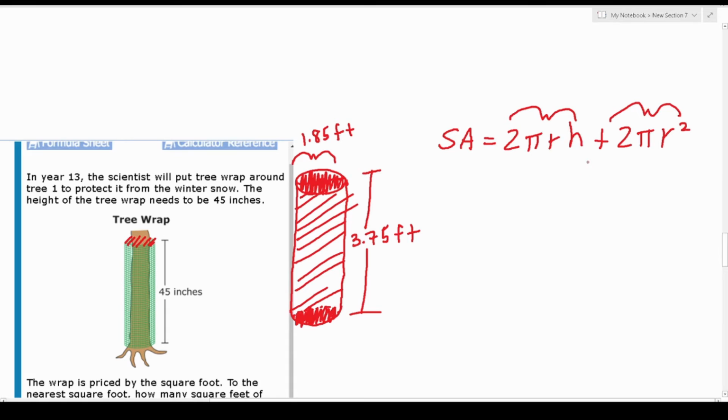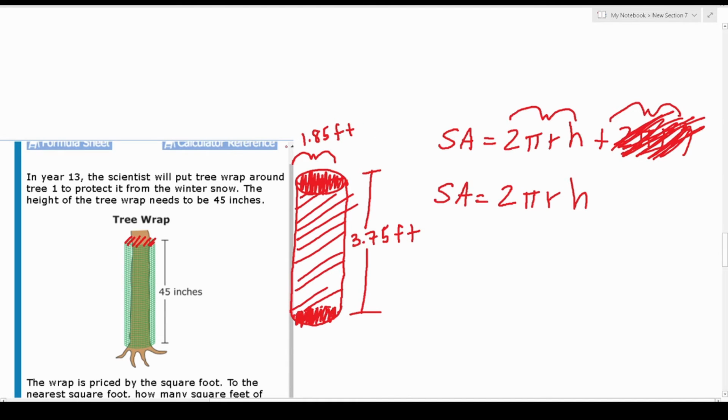So in order to modify the surface area formula to work for our tree wrap, we're simply going to lop this off and not use it. Okay, so the formula we're going to use is surface area equals 2 pi r times height. We know what height is. It's 3.75 feet. We know what pi is. We know what 2 is. The only other thing we need to figure out is the radius of our tree wrap.